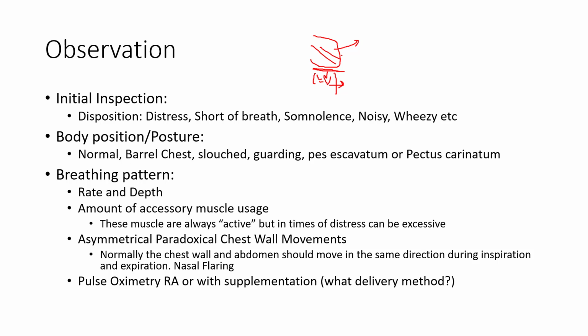The other thing is, what's their pulse oximetry? You'll learn more about that. Are they using supplementation? Are they on RA, or room air, which we refer to often in the note? What's their delivery method? You'll learn more about that in your cardiopulmonary coursework. But again, these are things that we can gather even before doing an actual physical exam, assessing breathing rate, or pulse oximetry. We can just look at the patient and get a pretty good idea. Are they just breathing comfortably, or is there some sort of issue here?